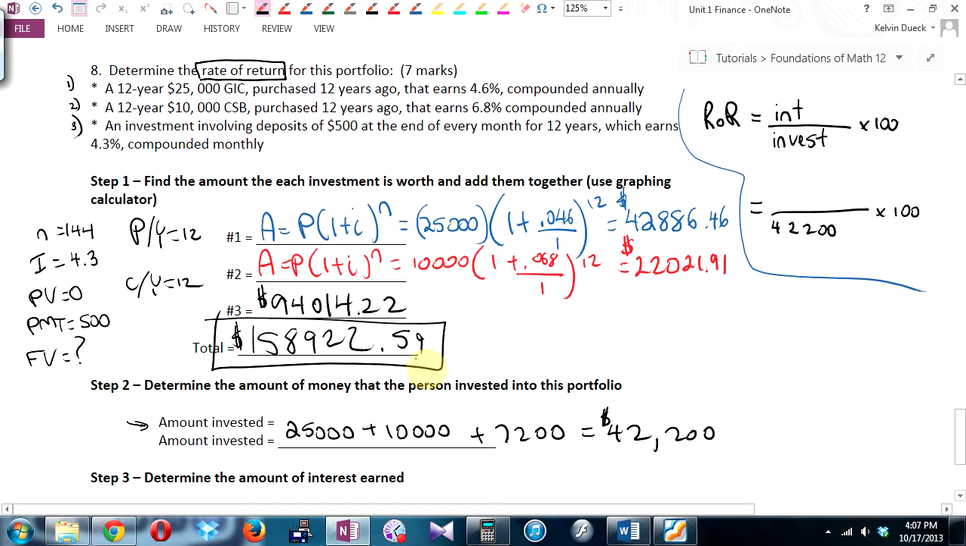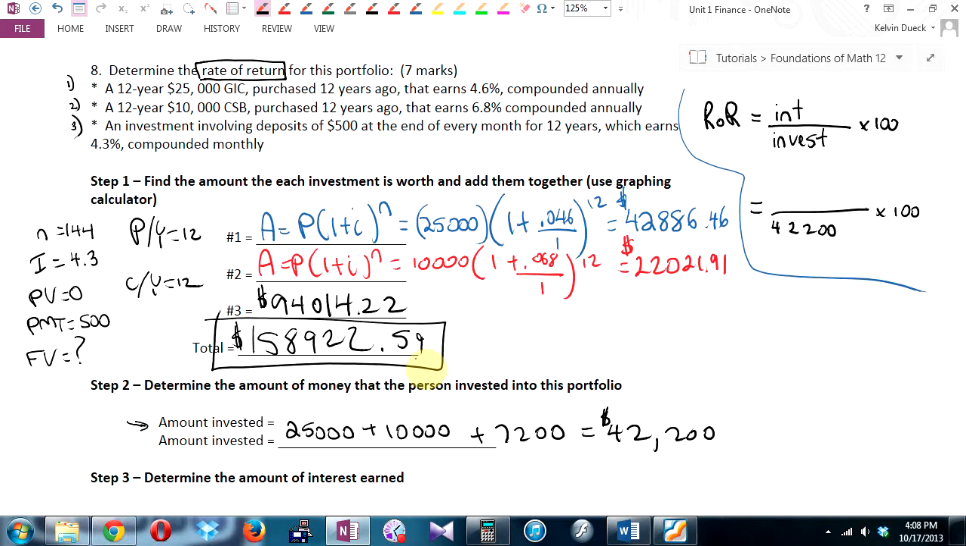That's what we're worth. That's not what we invested. That's what we have. How much did we invest? 42,200. Remember how we calculated that? It was principal plus payments times years. Okay, yes? How much do we have? Read to me. 158,922.59. What did we start with? 42,200. What did we end up with? 158,922. What do we earn? How much interest? How can I find out?